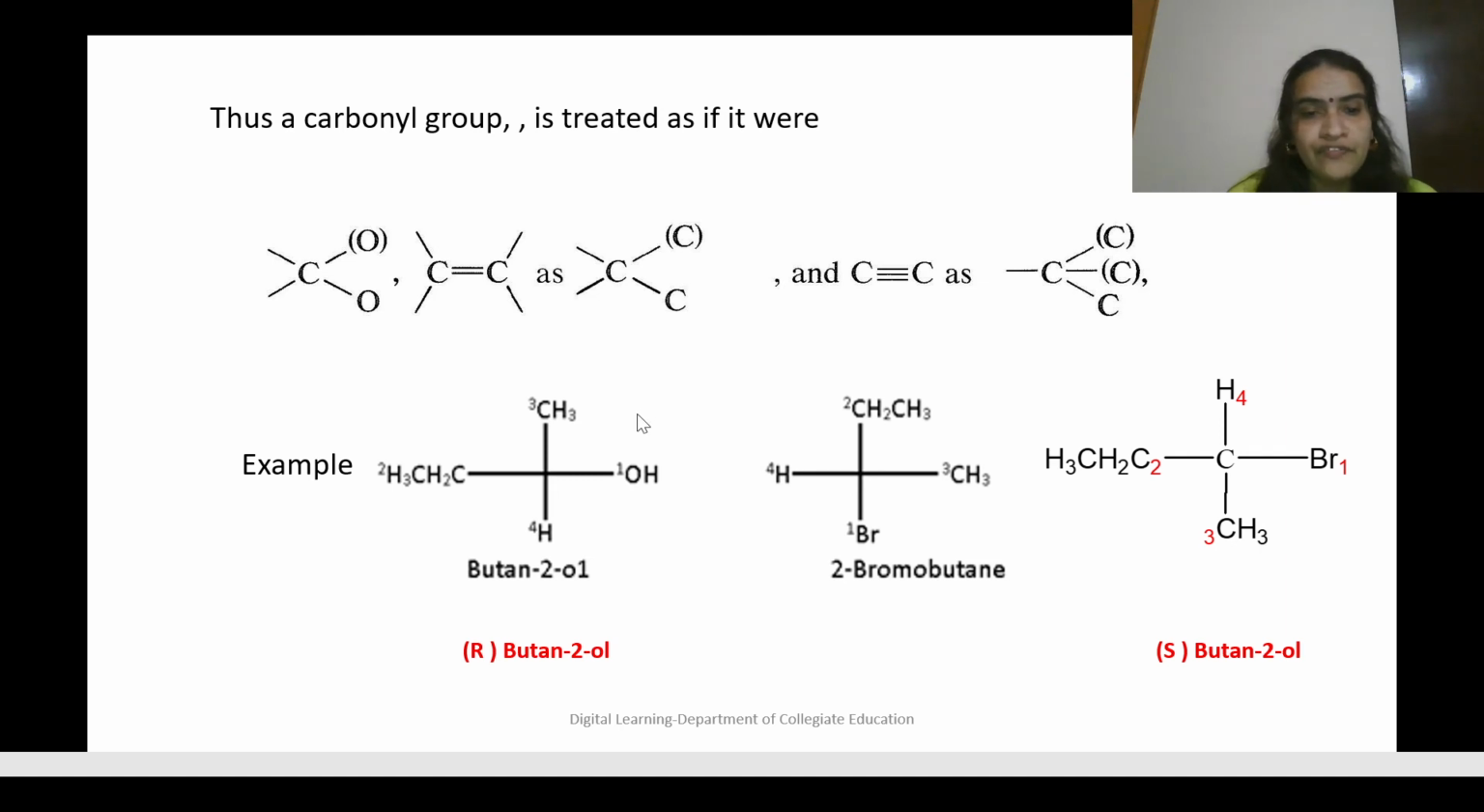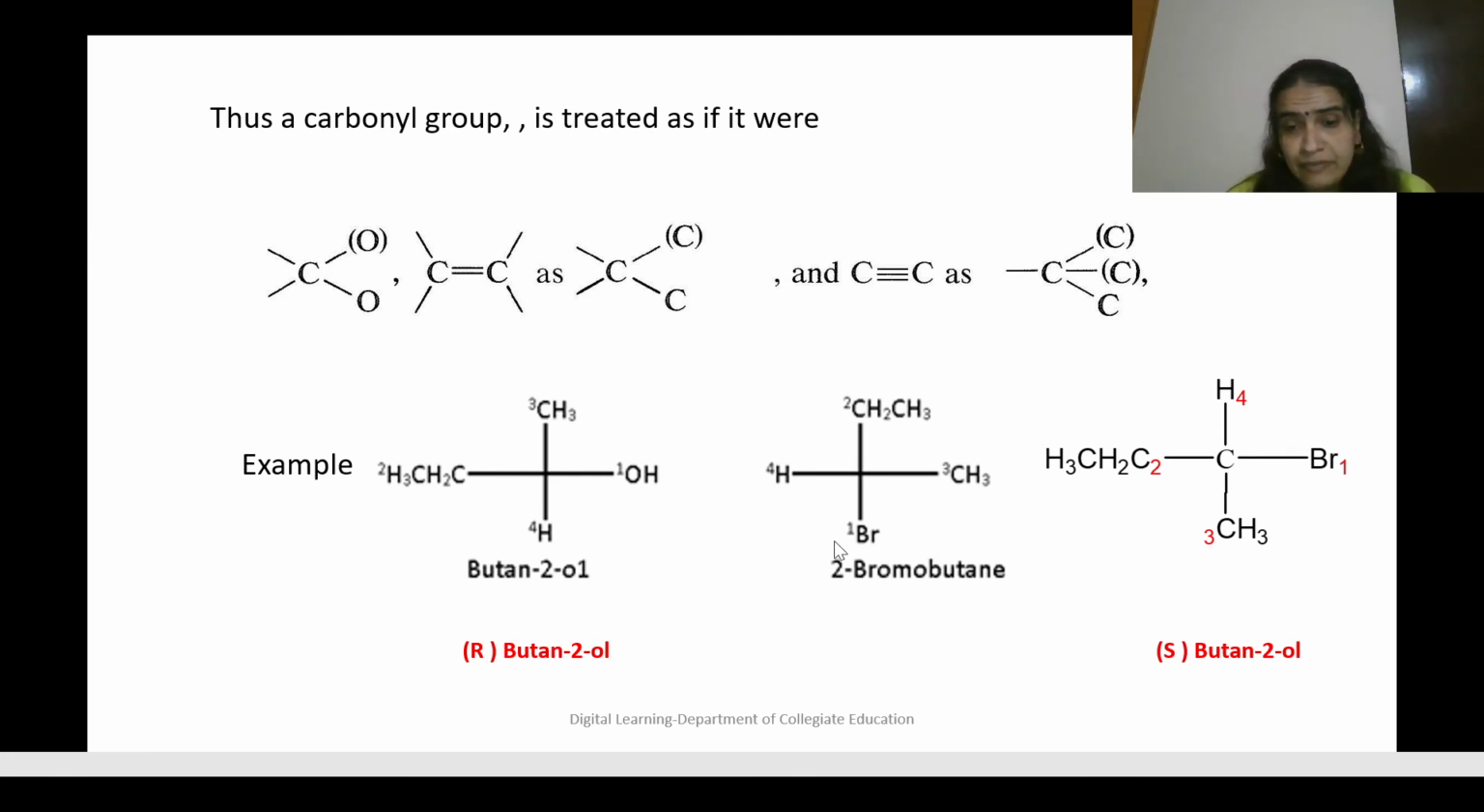How can we assign the configuration? We should see how it goes from 1, 2, 3. If we come like this, it will be 1, 3, 2. That is wrong. We should go like 1, 2, 3. So when we go 1, 2, 3, it is clockwise. So we can say this is R butan-2-ol, R butanol. So the configuration is R.